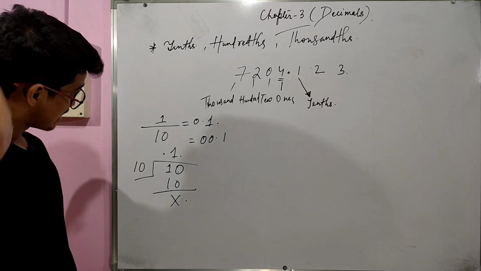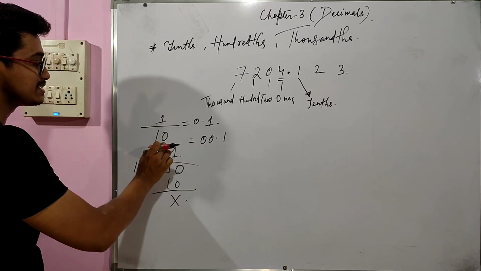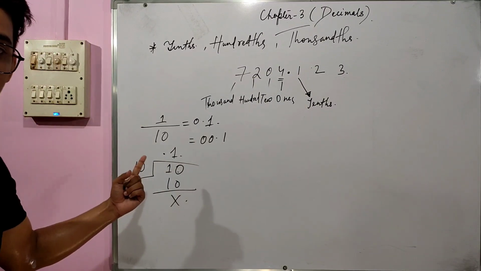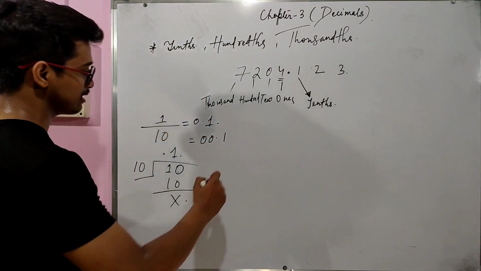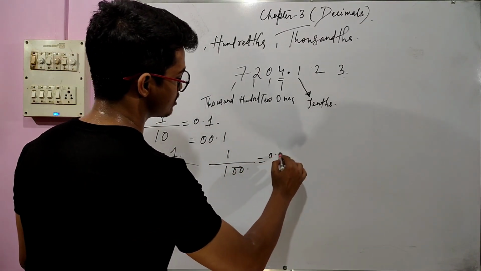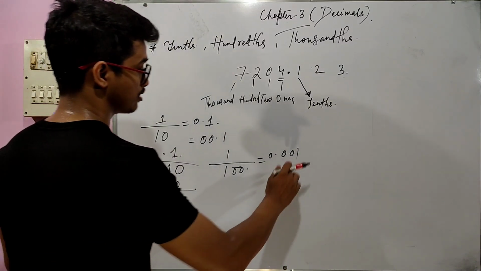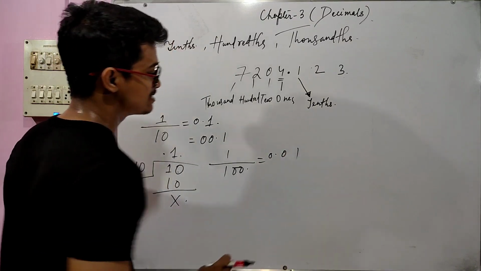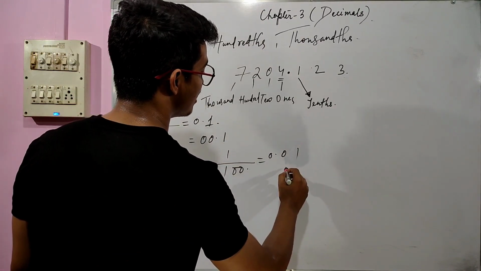So the concept is that when the denominator is 10, 1 by 10, that 1 by 10 is nothing but tenths. When the denominator is 100, 1 by 100, it is 0.01. So 0.01 is 1 by 100, which is the position of hundredths.